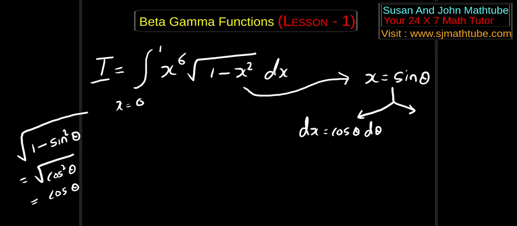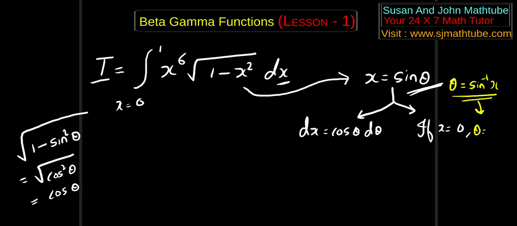I prefer writing like this because this limit belongs to x. So if x is equal to 0, then x is equal to sine theta, and that implies theta will be sine inverse x, isn't it? So theta will be sine inverse 0. And again, if x is equal to 1, then theta will be equal to sine inverse 1, that is 90 degree, pi by 2. So we get I is equal to integral.